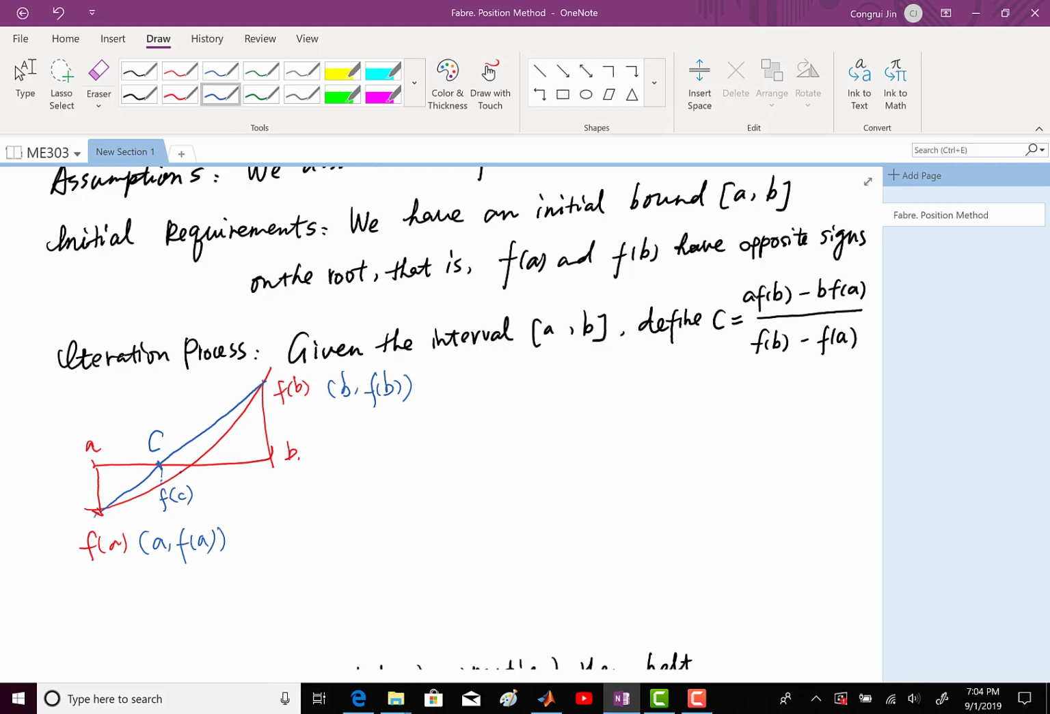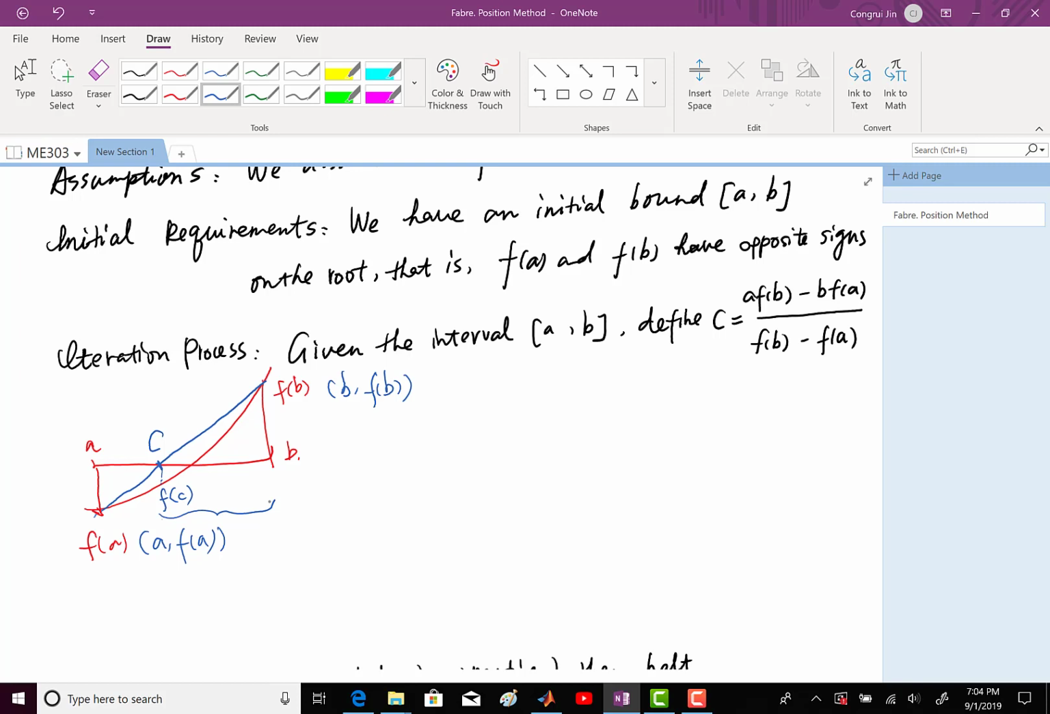So we are sure that the root is located in the interval from c to b. Then we can remove the interval a to c, and c will be the new a, right? So in the next iteration, we will focus on this interval. All right. So this is the difference between the false position and the bisection method.